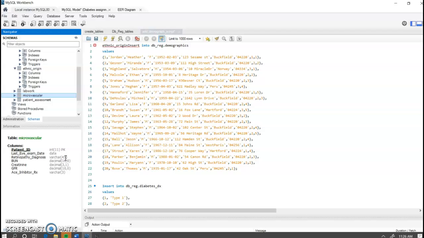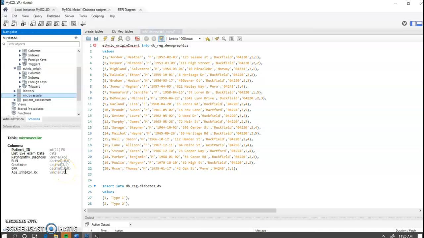I have my BUN, creatinine, and glomerular filtration rate. All of those measure kidney health. Again, they are lab values, so I want them in decimals. And depending on my normals is where I had my decimal places added.